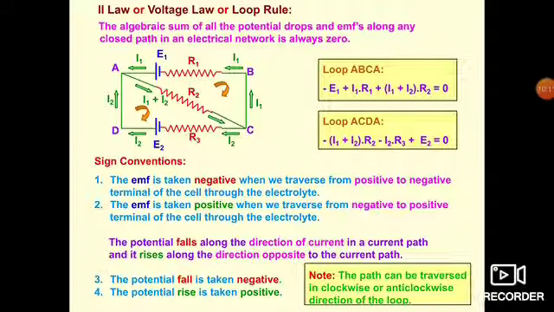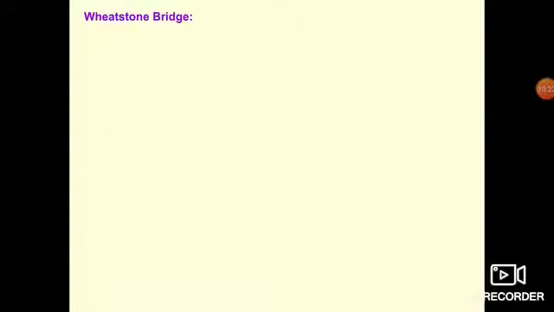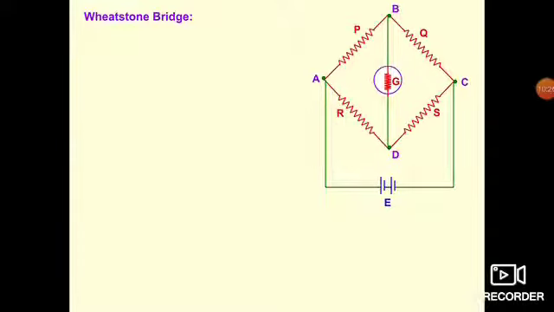Now there is one note: the path can be traversed in a clockwise or anti-clockwise direction of the loop. As I was telling you, you can take any route while moving in a network. Now next is the Wheatstone bridge. Wheatstone bridge is a device in which, as you can see, there are four resistances P, Q, R, S, and there is one device, a galvanometer, present inside it. Galvanometer is a device which measures the direction of flow of current, in which direction it is flowing.